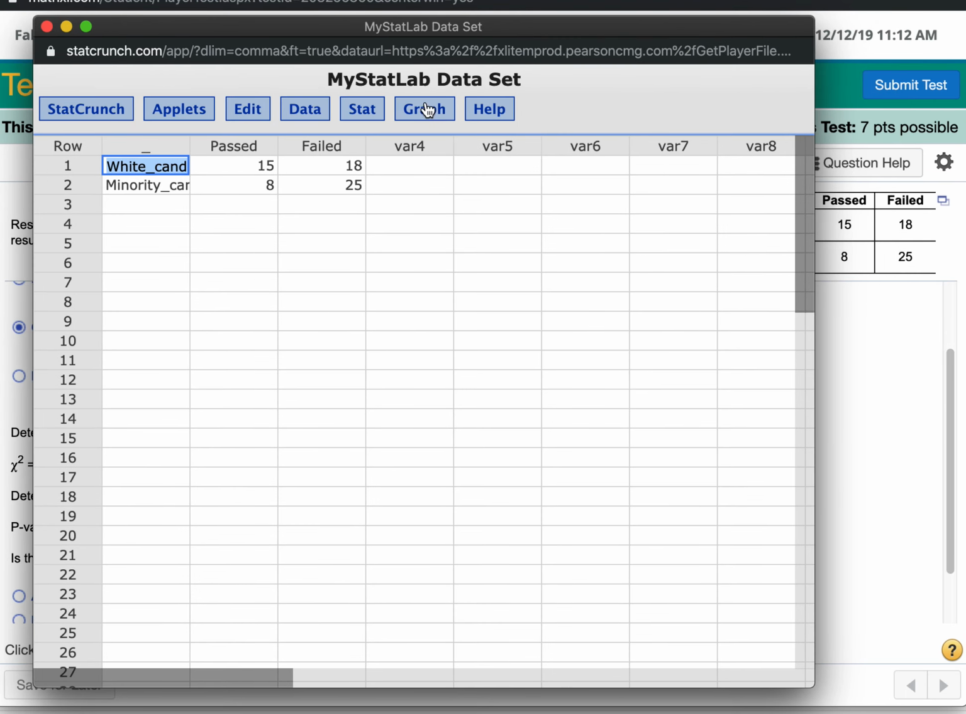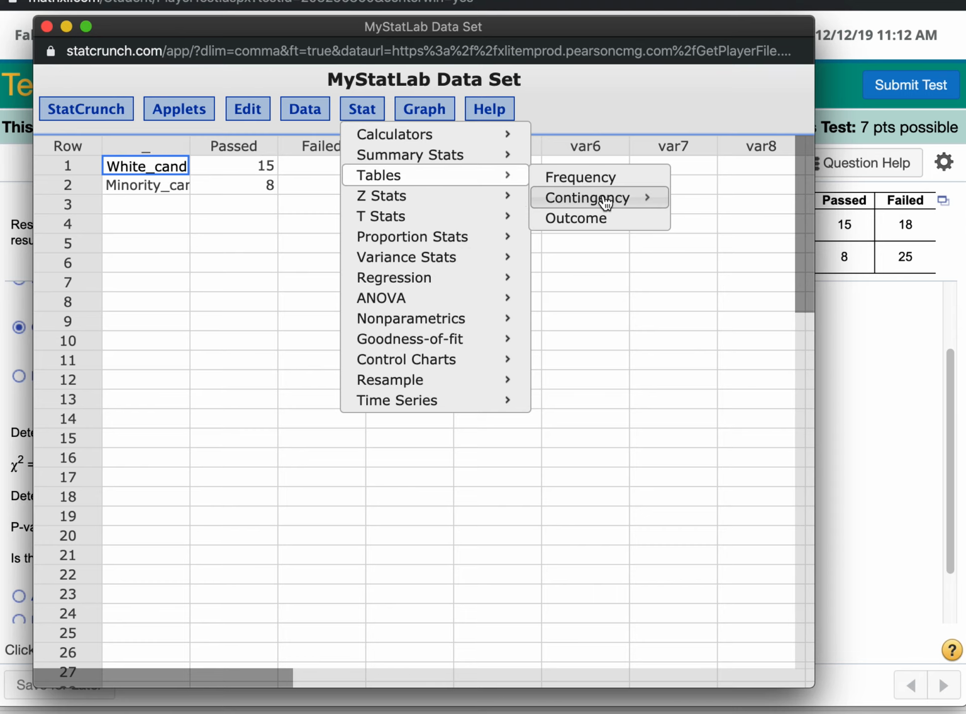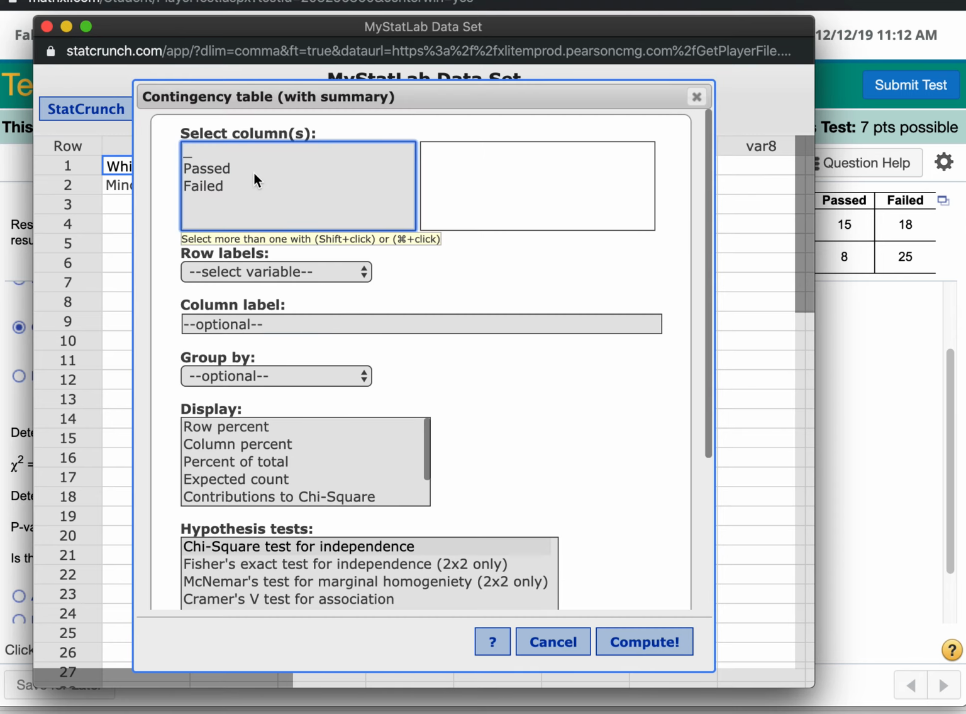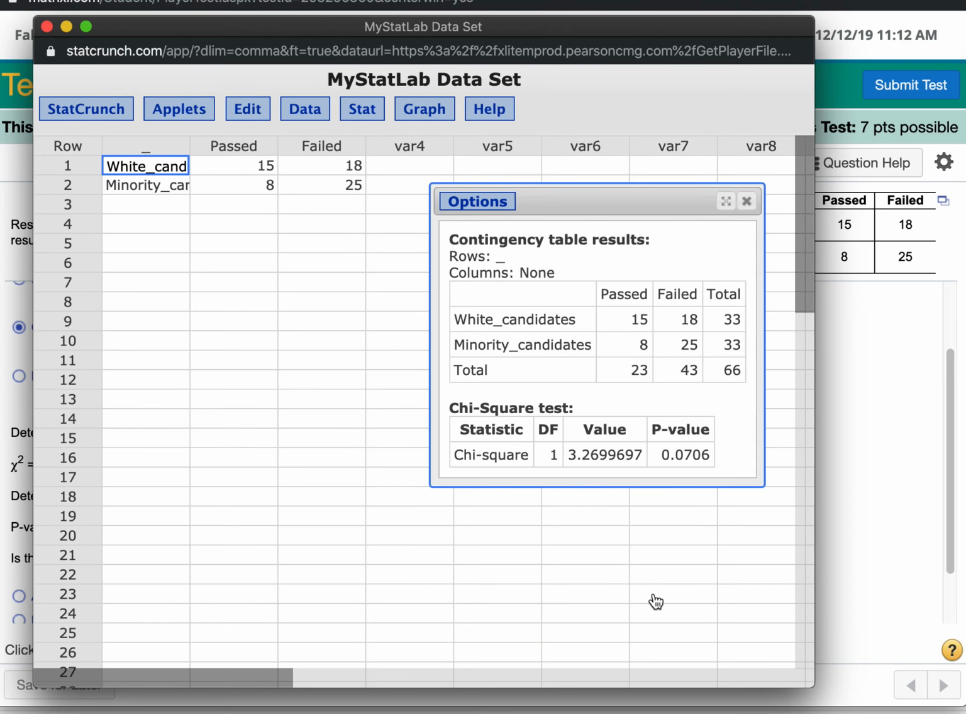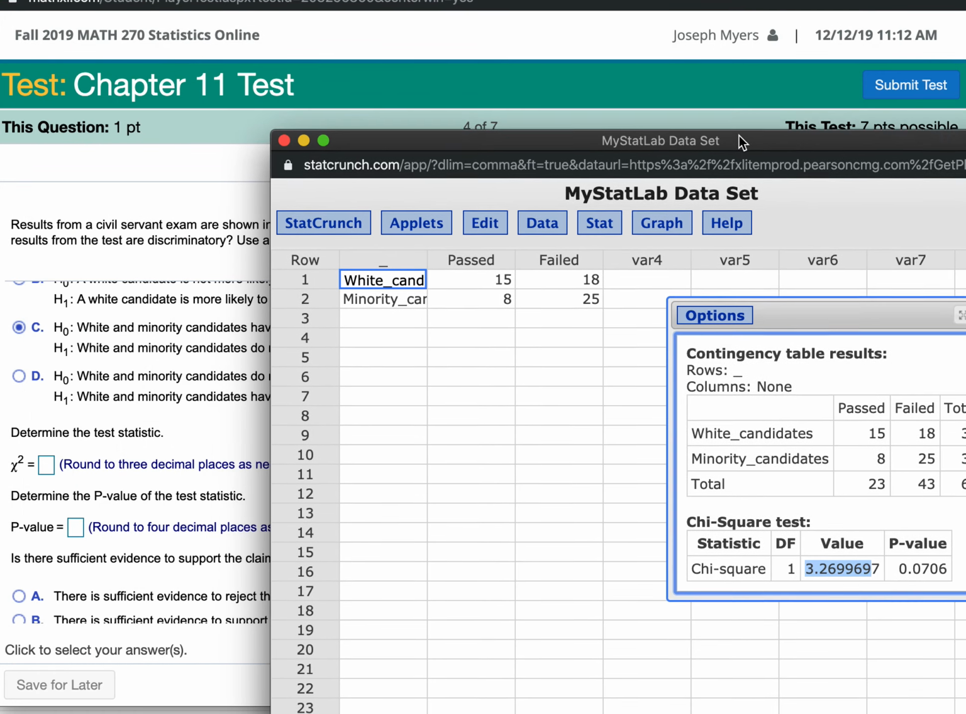Now this is actually a summary of the data, not a listing of every individual candidate. So click on Tables, Contingency with Summary, and choose both of those columns. Those have the total numbers of each of the passed and fails. The row label is in the dash column, which indicates the category of the person. And then therefore the chi-square test statistic value is that.